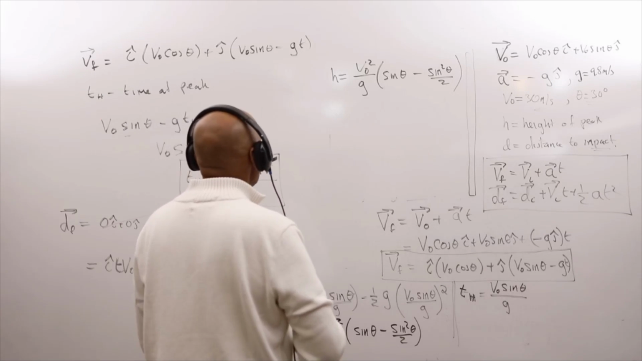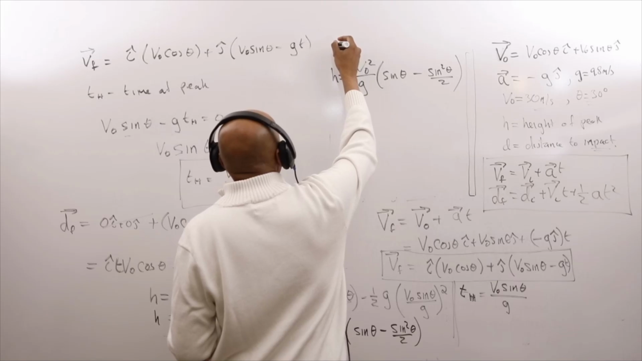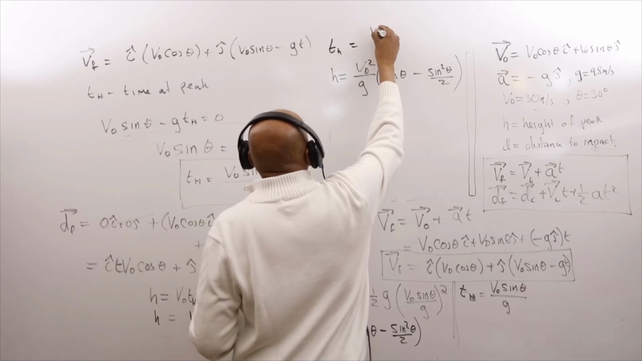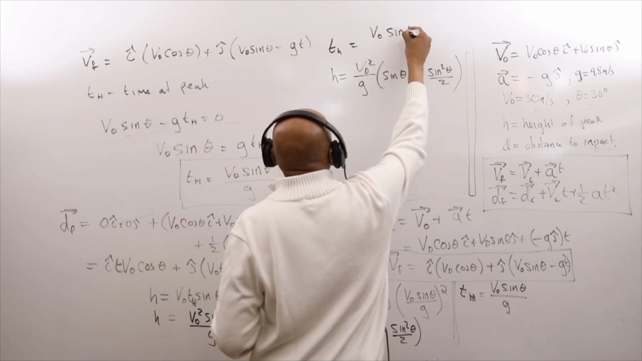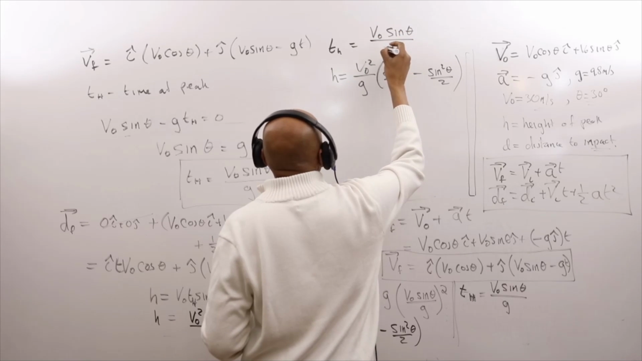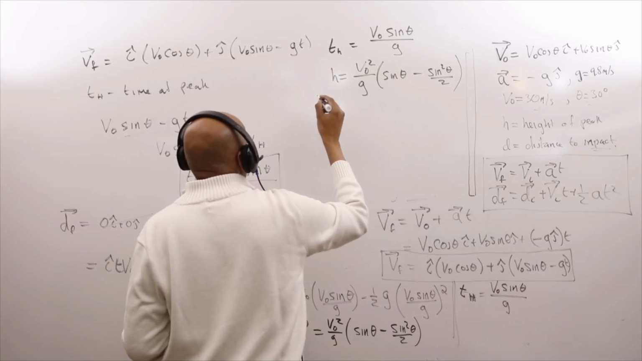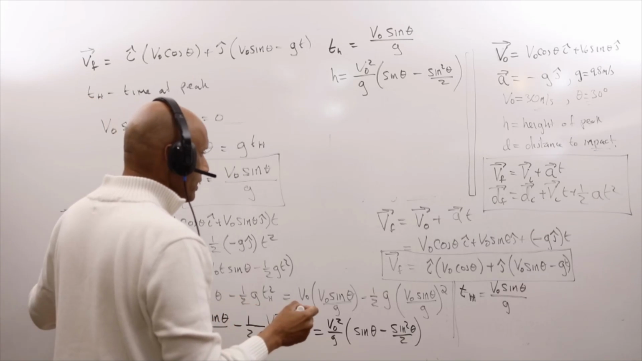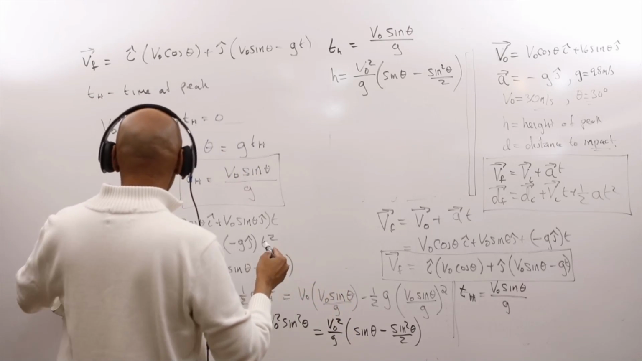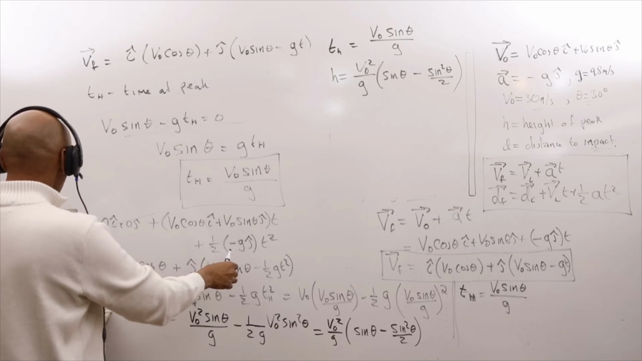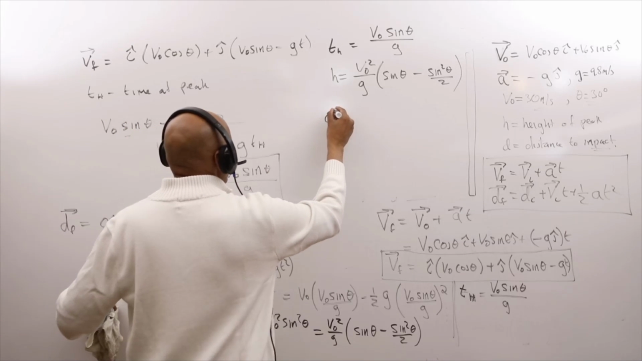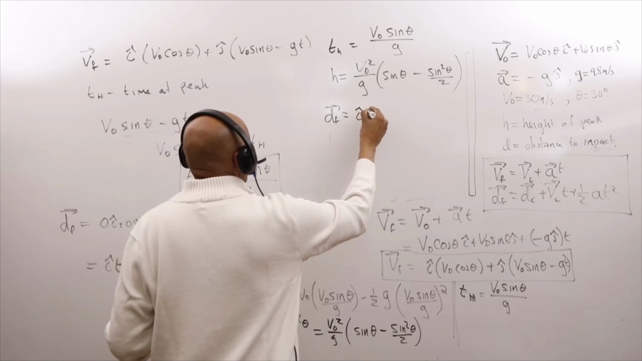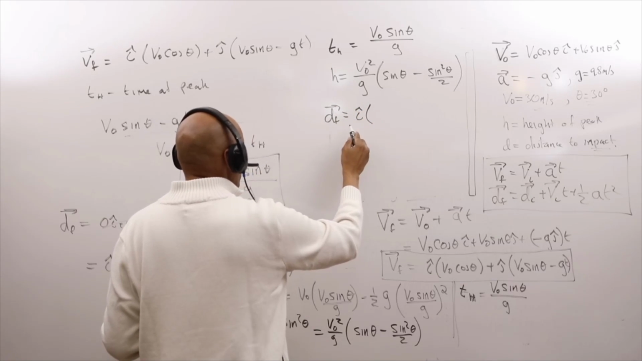So I've calculated the time for the peak. I'll write these things down, I only have a short board, so V0 sine of theta over g. So we have that height, and now let's calculate, we have this final equation, and I should write it somewhere, so let me write it over here. So for any time, d f is given by this. So this is the displacement at any time.